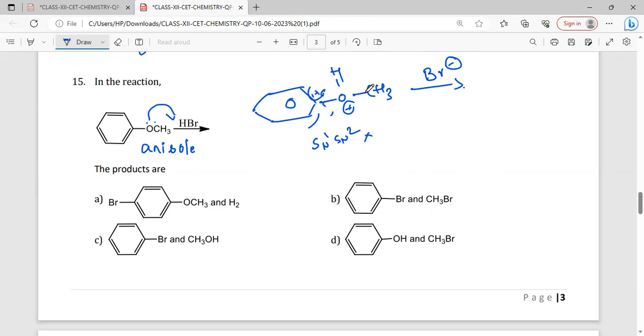I will actually break this bond. How? This oxygen will take these two electrons and you will be getting OH. And since the oxygen is taking these two electrons, this carbon becomes electron deficient and this bromide will attack this carbon and it will form CH3Br. Right? So you'll get this product. So it's option B then.